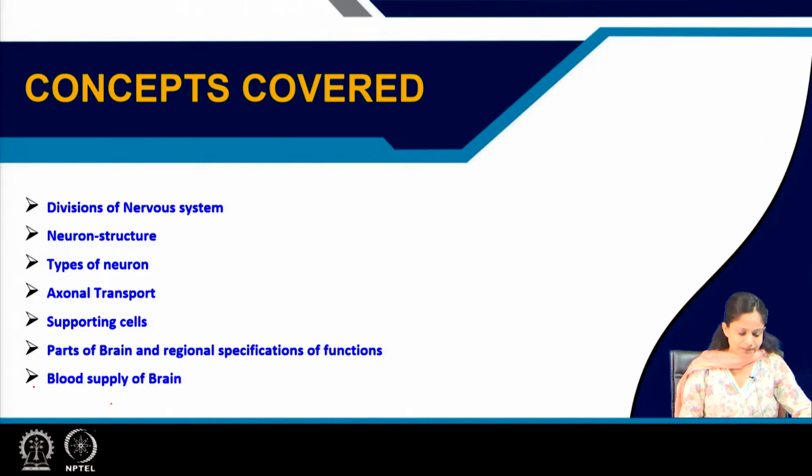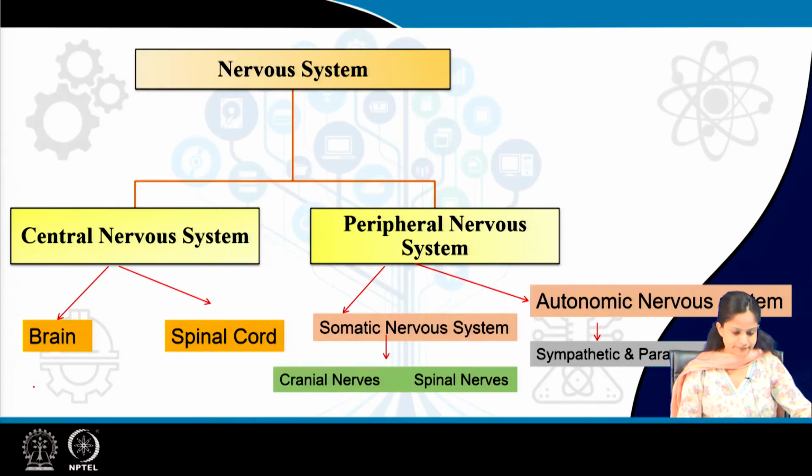We'll cover divisions of the nervous system, the types, the structural and functional unit of the nervous system, that is the neuron. What are the types of neuron? How is there a transport of impulse, that is axonal transport? What are the supporting cells of the brain, and what are the functional divisions or regional specifications of the various parts of the brain, and finally what is the blood supply to the brain.